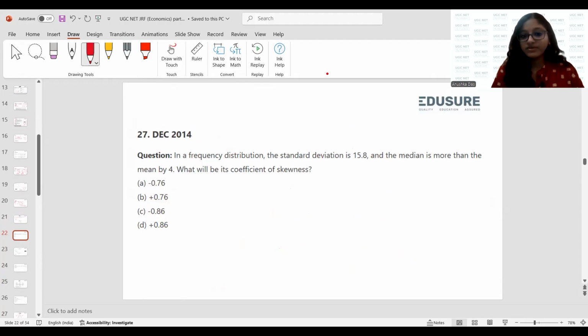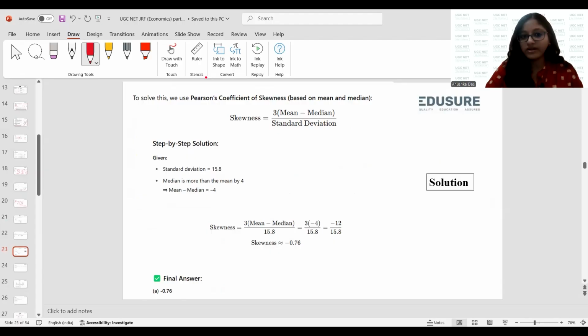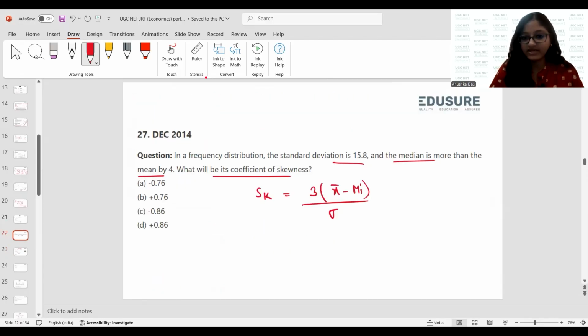In a frequency distribution, the standard deviation is given. The median is more than the mean by 4. What is the coefficient of skewness? So the coefficient of skewness according to Pearson's measure, if you remember, what was the skewness formula? 3 into mean minus median upon the standard deviation. So see, here I have given you the formula. You can take a look at this formula here. Pearson's coefficient of skewness based on mean and median is 3 into mean minus median upon the standard deviation.